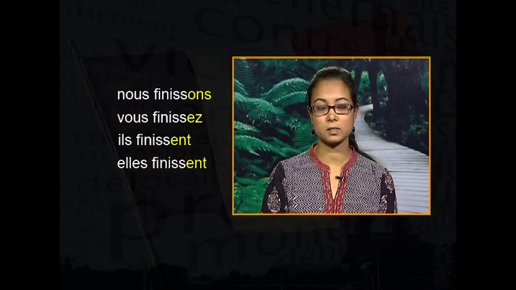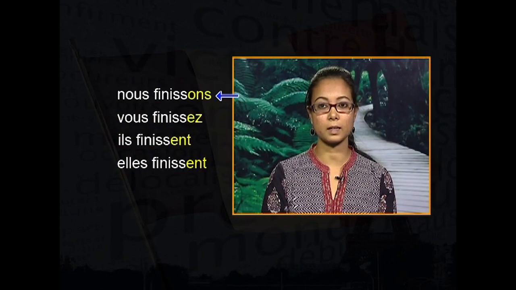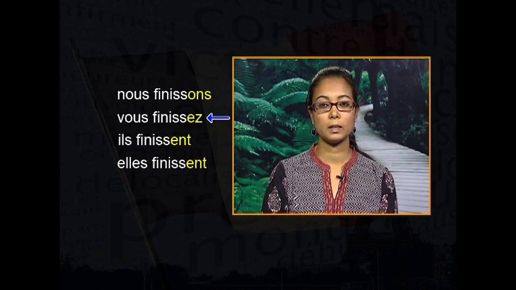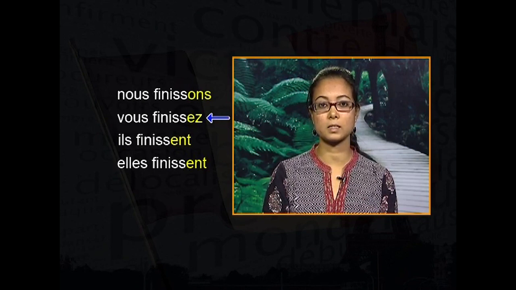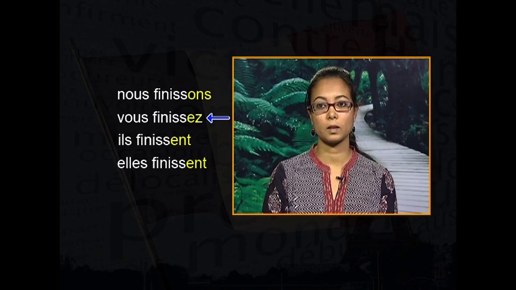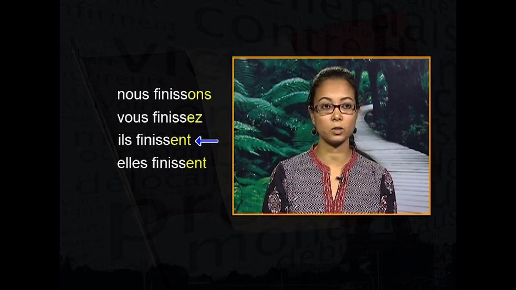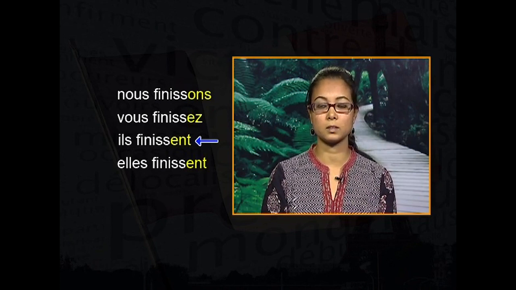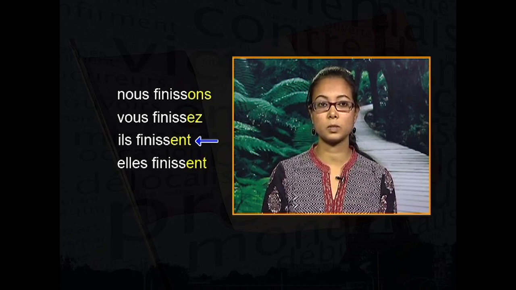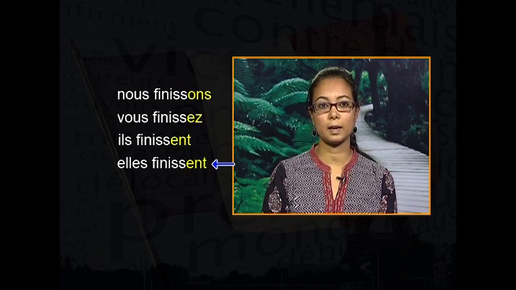The letter S in ONS is silent. Nous finissons. EZ is pronounced as A. Vous finissez. And when the letter combination ENT is placed at the end of a verb, it is silent. The consonant that precedes the ENT ending is pronounced. Ils finissent, elles finissent.